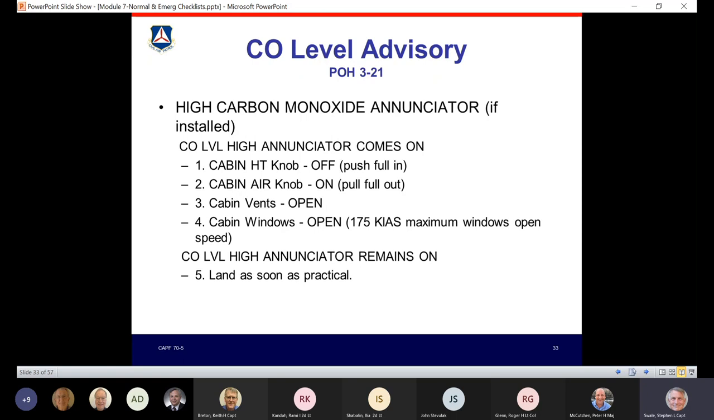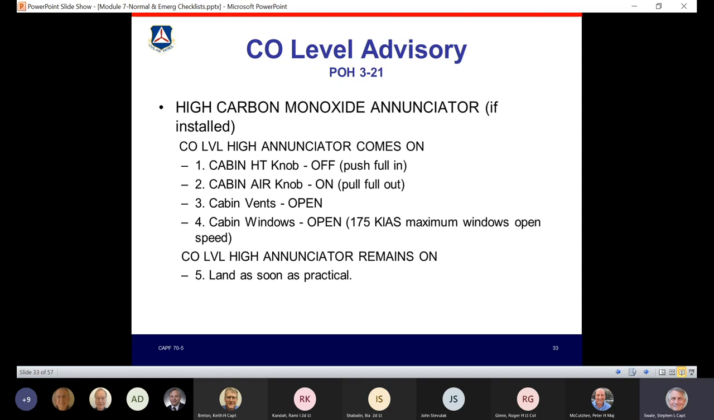heater, and so we enter the steps of the checklist by turning off the cabin heat knob, by pushing it full in. We try to ventilate the cockpit by pulling the cabin air out. So we're trying to flush out the carbon monoxide. We also are opening the vents that are coming in from the wing roots to get more fresh air in, and then we can even open the windows.